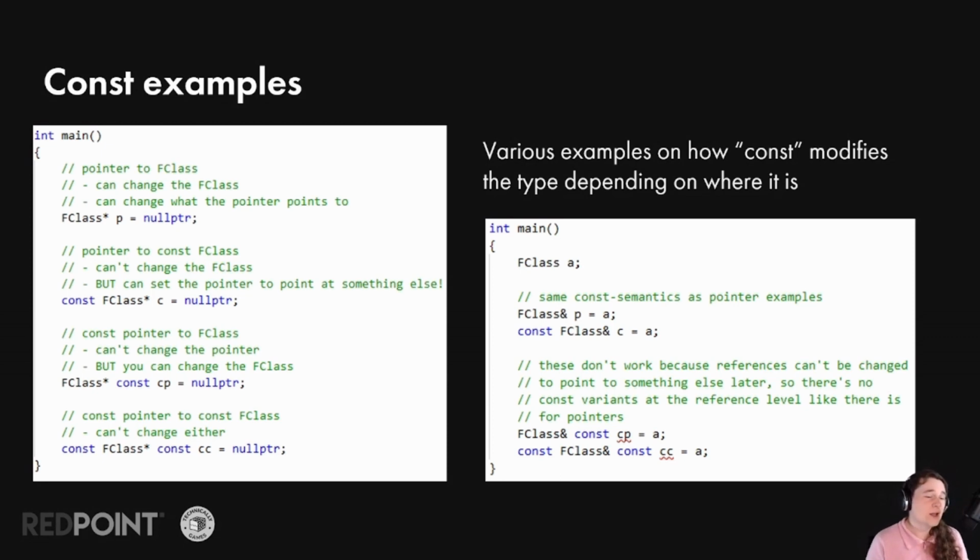And then if you have a const F class pointer const, it means you can't change either of them. You can't change what the F class is, or anything inside the F class, and you also can't change what the pointer points to.